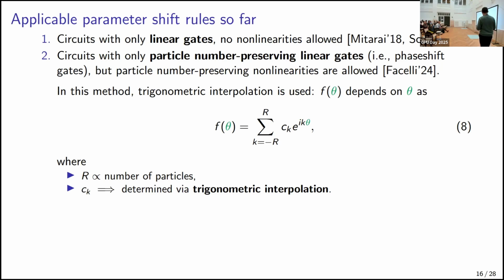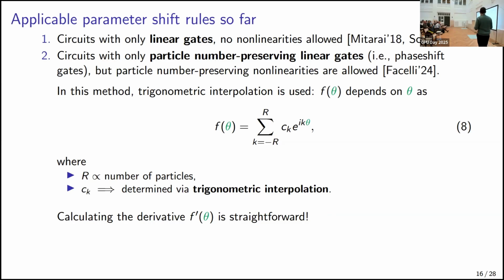But what you can do is try to interpolate it. So you take measurements at several different points, and you try to estimate these ck parameters, and then you will have an estimate of this f. And I should mention that this R, the number of frequencies in this trigonometric polynomial, depends linearly on the number of particles in the system. So this is good. And if you have your trigonometric polynomial, you can calculate the derivative.